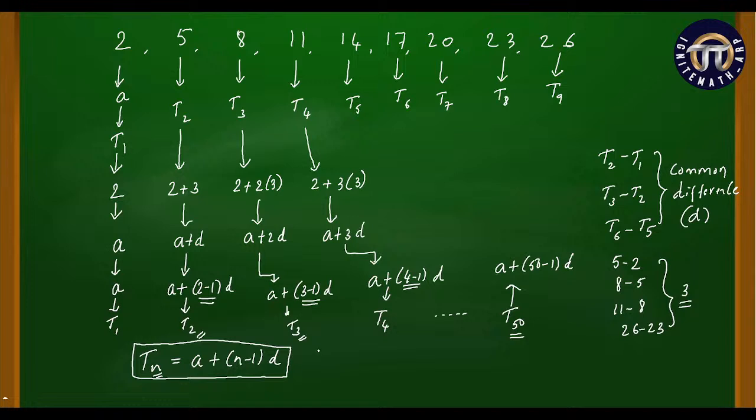Clear children? Say for example, if I want to find out T9, look at this, it is a plus 9 minus 1 into d. So what is a for the reference AP, whatever I have taken? It is 2. 2 plus 9 minus 1 is 8 and d is 3. So I can write this one as 2 plus 8 into 3 is 24. So that is equal to 26. So T9 is going to be 26. Look at this. Our T9 is going to be 26. Is that clear children, all of you? Any doubt over here?